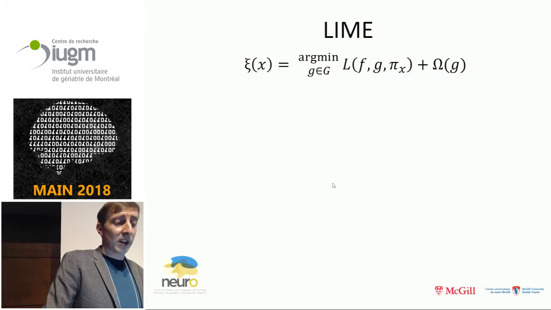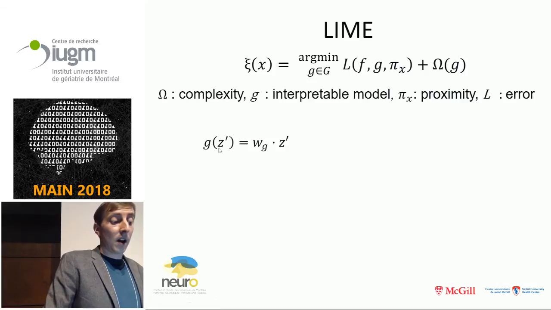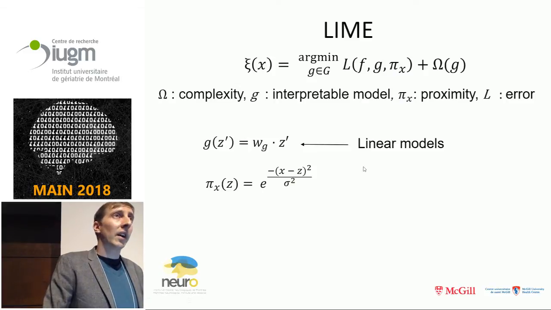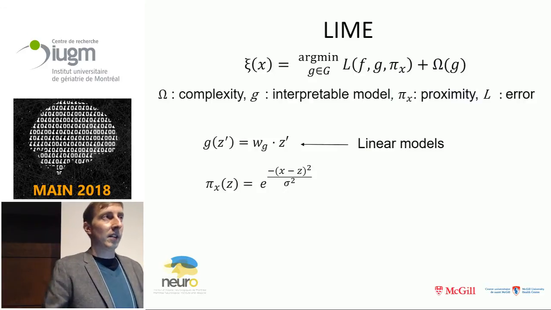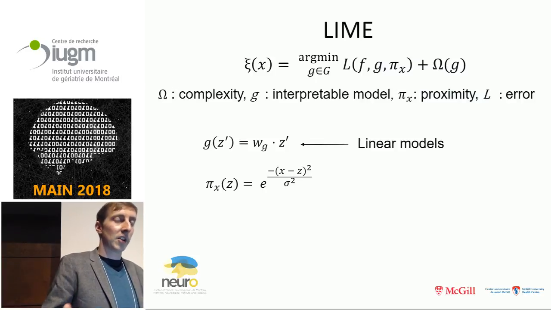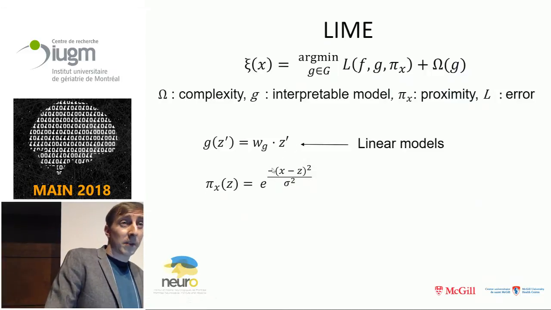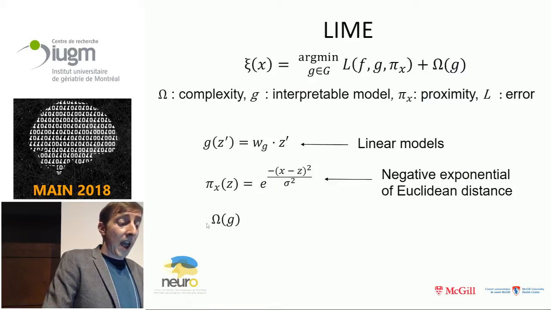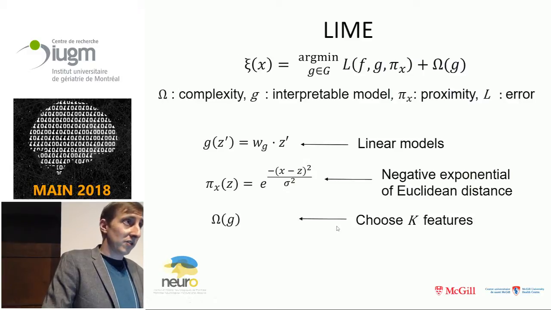And their implementation is more or less a hack where they just choose G to be linear models, and they use some feature selection methods, and they have a few implemented in their GitHub package, to choose a number of important features and then fit a linear model and then use the weights to determine what was the most important. For the proximity function, they just use the negative exponential of the Euclidean distance, which is a good similarity metric. And they just choose k features somehow.